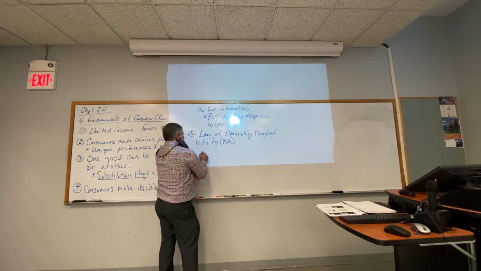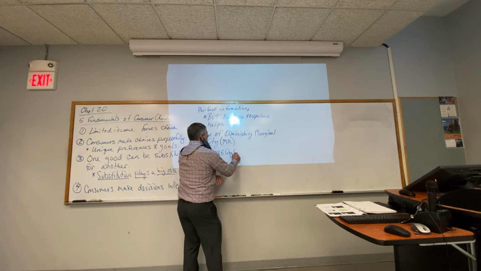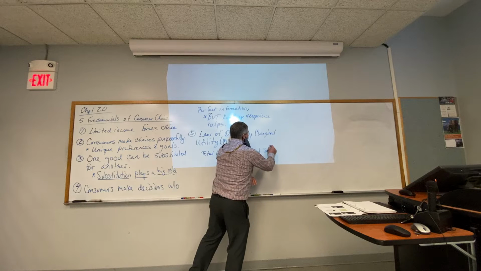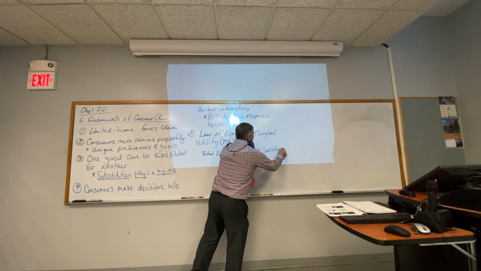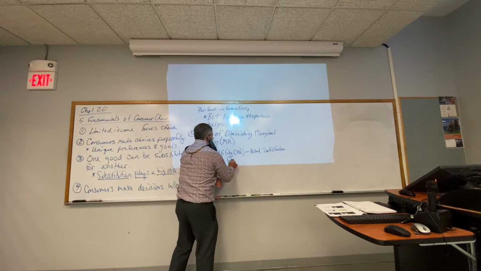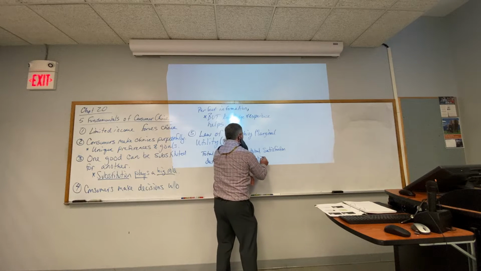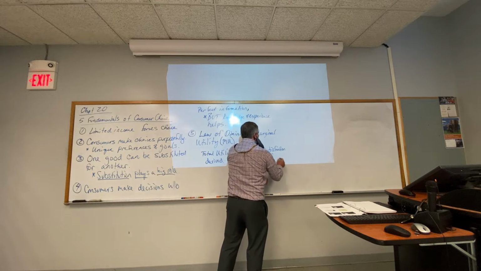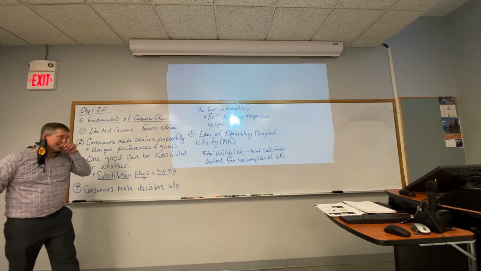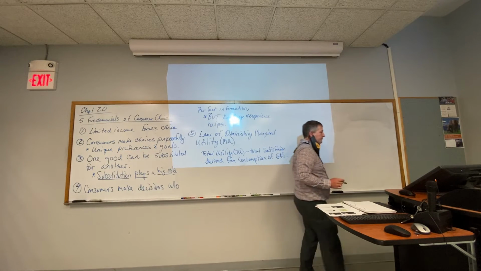So, a couple definitions here. Total utility is the total satisfaction derived from consumption of goods and services. Total utility is the total satisfaction derived from consumption of goods and services.